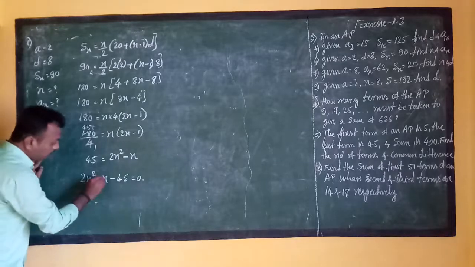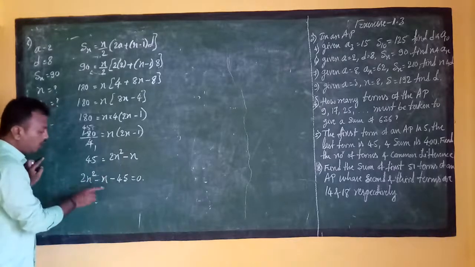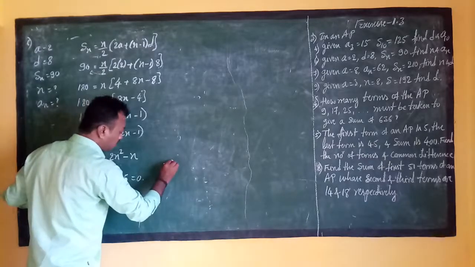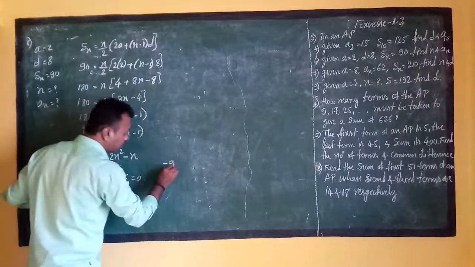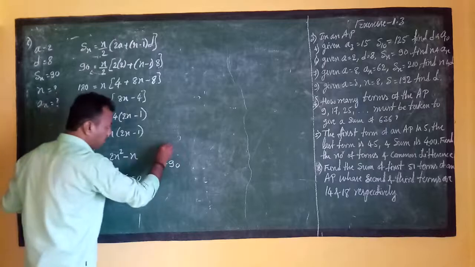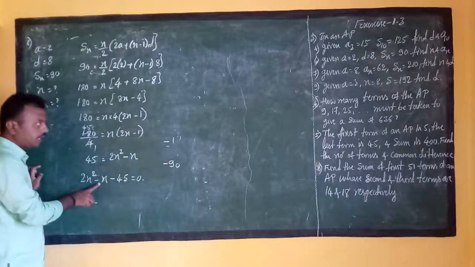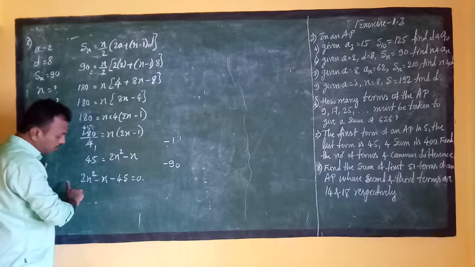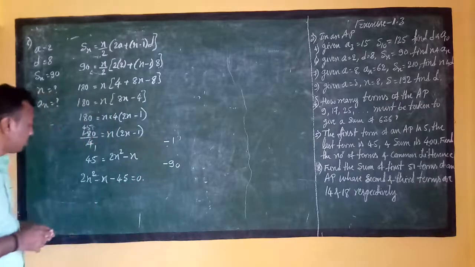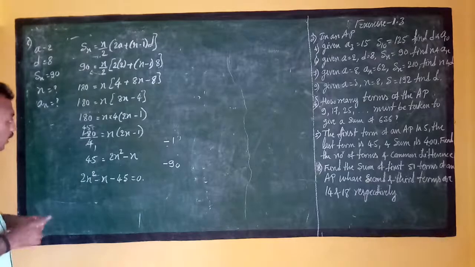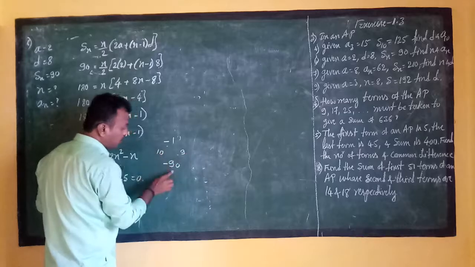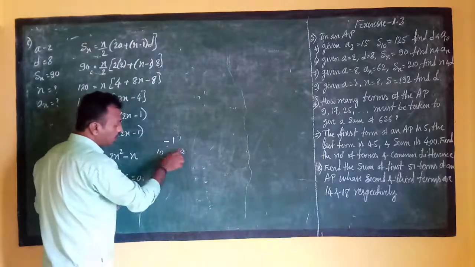2n square minus n minus 45 is there. Here 45 into 2 we have to multiply that. So it becomes minus 45 2s are 90, minus 90. If you multiply, the product becomes minus 90, and if you add or subtract, it becomes minus 1. What is the number? 10 nines are 90. 10 into 9, 90. 10 minus 9, 1.